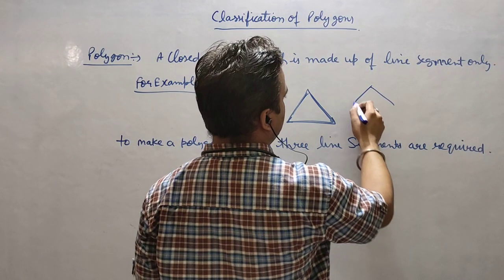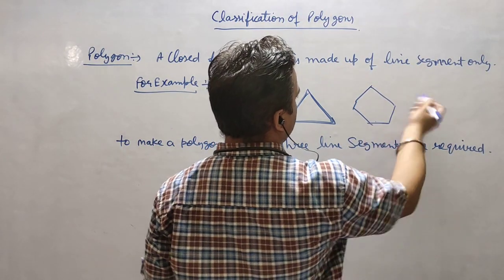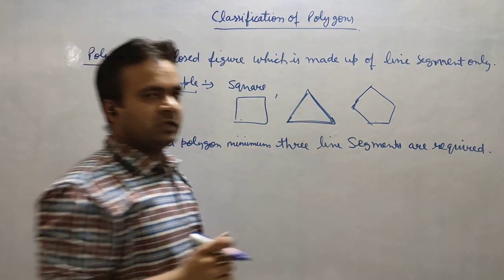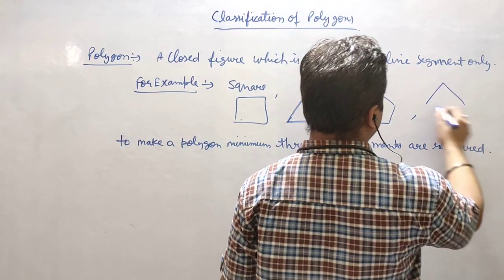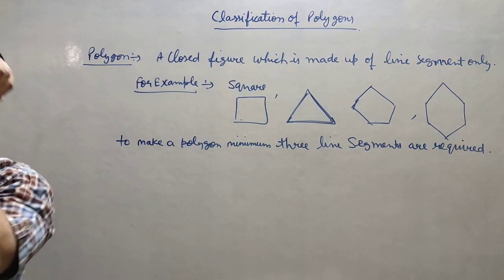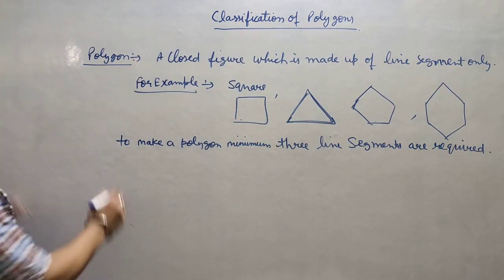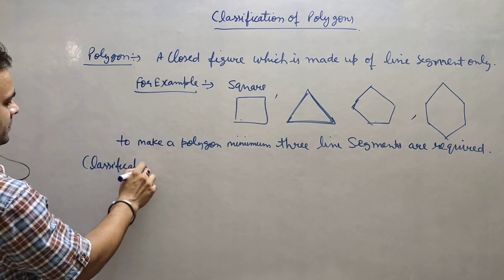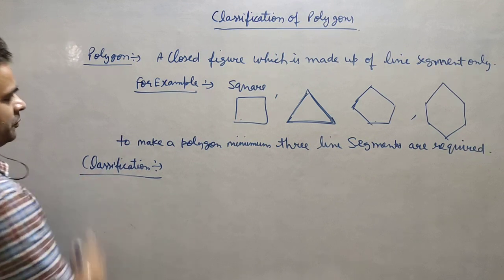So you can see there are so many examples. You can see that pentagon are there. There are 5-sided polygon. This is 4-sided polygon. This is 3-sided polygon. Then we can have 6-sided polygon. So there are so many categories. Now I am coming to the classification. Classification means how can we classify a polygon?